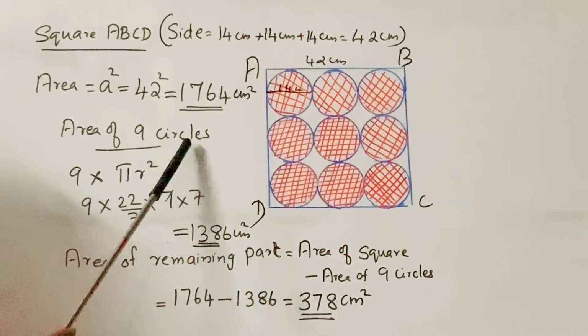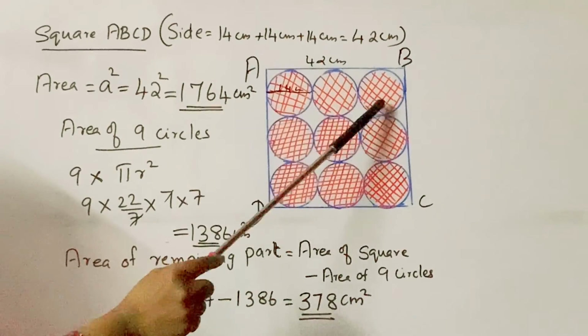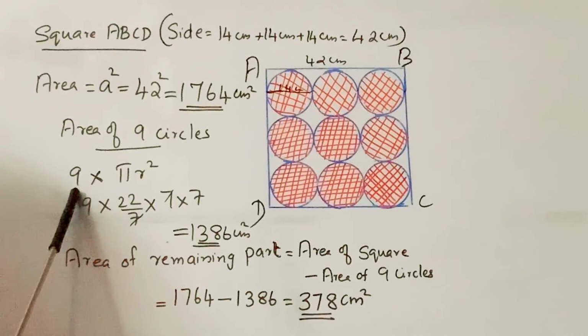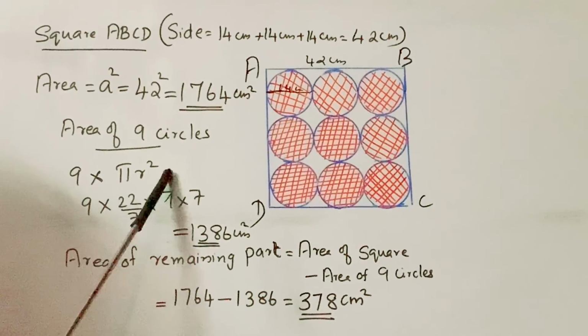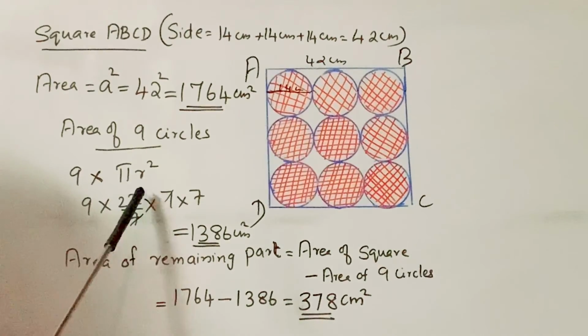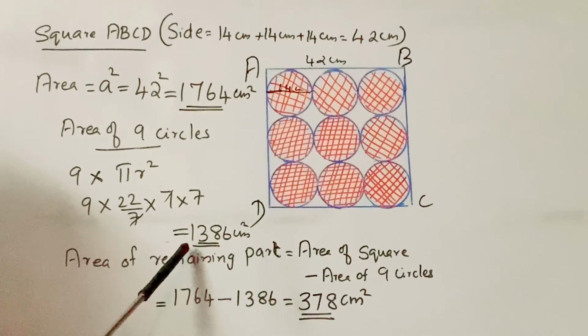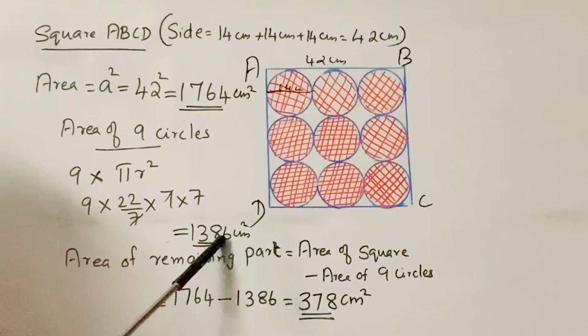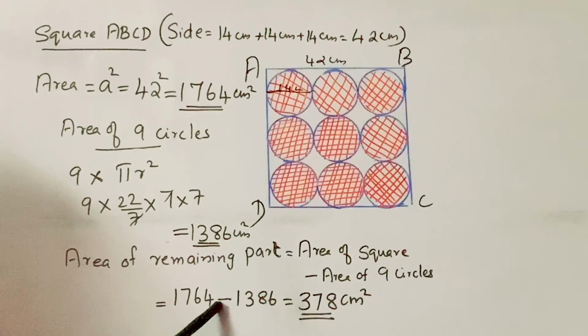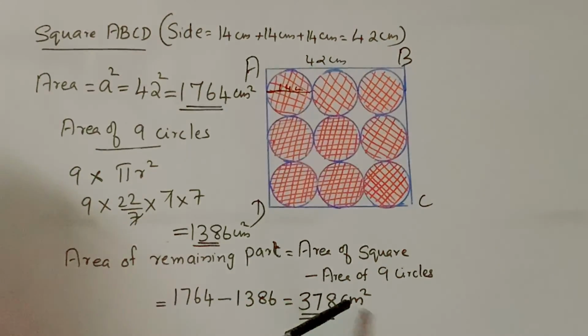Then the area of 9 circles. Here 9 circles are there. The area of a circle is pi r square. So the area of 9 circles is 9 into pi r square. Then you will get 1386 centimeters square. That means the area of the remaining part is 1764 minus 1386. That is 378 centimeters square.